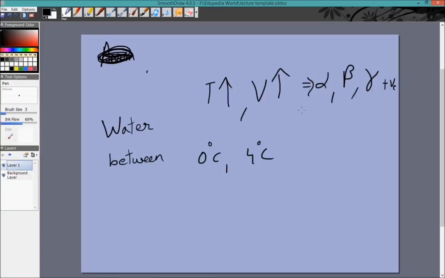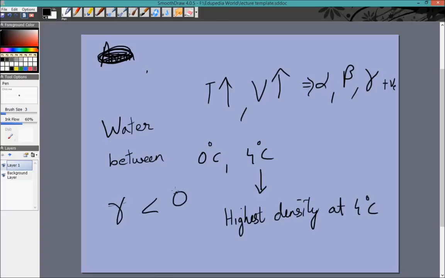But actually that is true for beyond 4 degrees centigrade, but from 0 to 4 degrees centigrade, the volume actually decreases. And water has the least volume and the highest density at 4 degrees centigrade. So from 0 degrees centigrade to 4 degrees centigrade, gamma of water is negative. This is quite rare in nature for materials, but for water it does seem to happen.